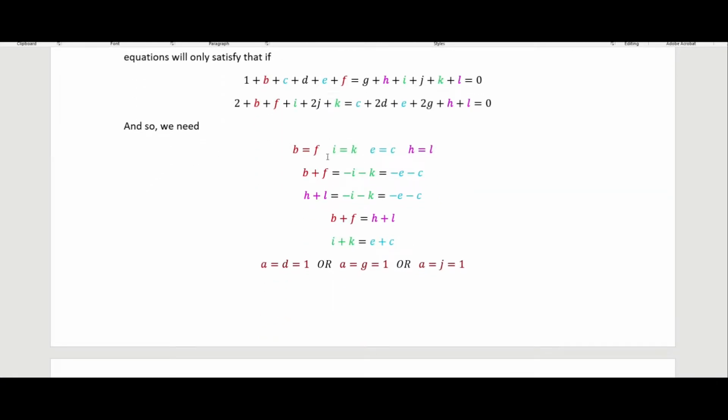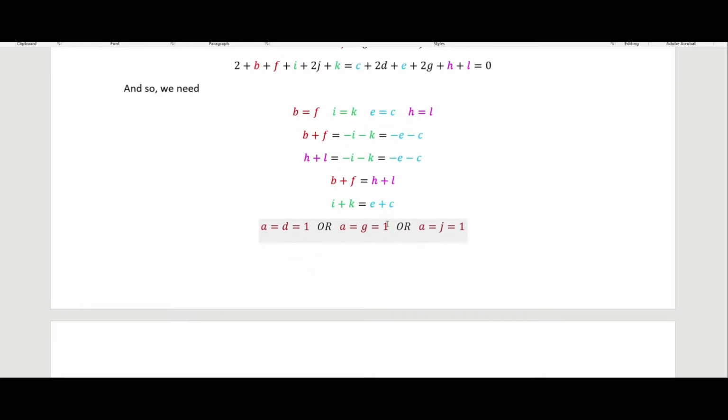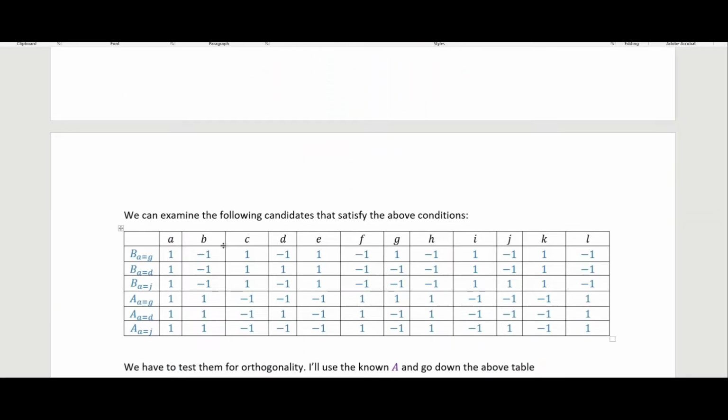And so from that we can sort of derive all these relations, using the logic puzzle of it all. And so we get these relations. And so we end up with these three things down here: A equals D equals 1, or A equals G equals 1, or A equals J equals 1. And so we have to satisfy these that I have in the multicolors up here, and test for all three of these. And so that gives us these following candidates.